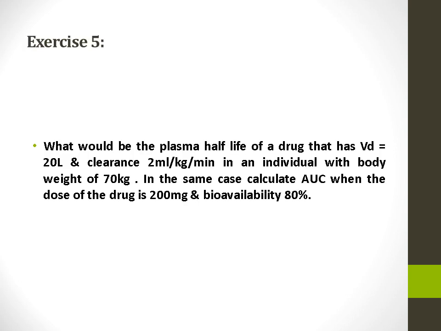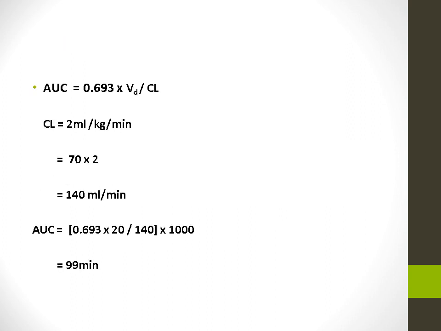Next question. What would be the plasma half-life of a drug that has volume of distribution 20 liters and clearance 2 ml per kg per minute in an individual with body weight of 70 kg? In the same case, calculate area under the curve when dose of the drug is 200 mg and bioavailability is 80%. So, half-life is equal to 0.693 into volume of distribution divided by clearance. It was already dealt with in the last class.